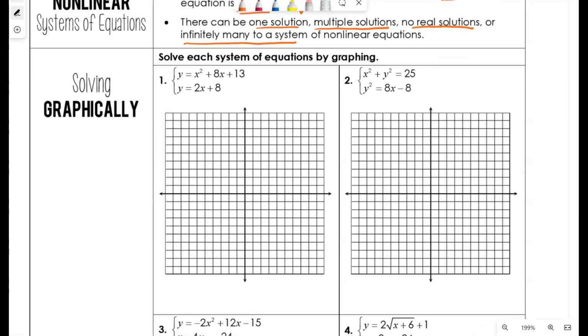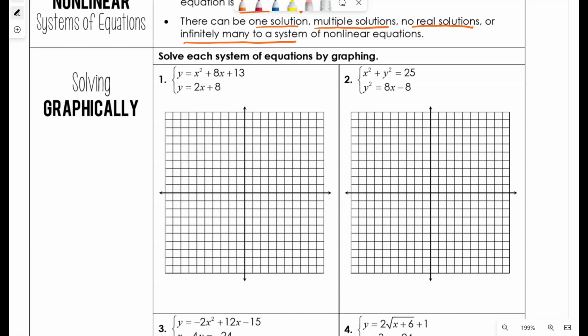So let's take a look at this first one. It says solve each system of equations by graphing. So we want to graph these out. So y equals x squared plus 8x plus 13. We can go ahead and create a table here. If I plug in x is 0, I'm going to see that I have y is equal to 13. So it's going to be a really high number. But let's take a look.